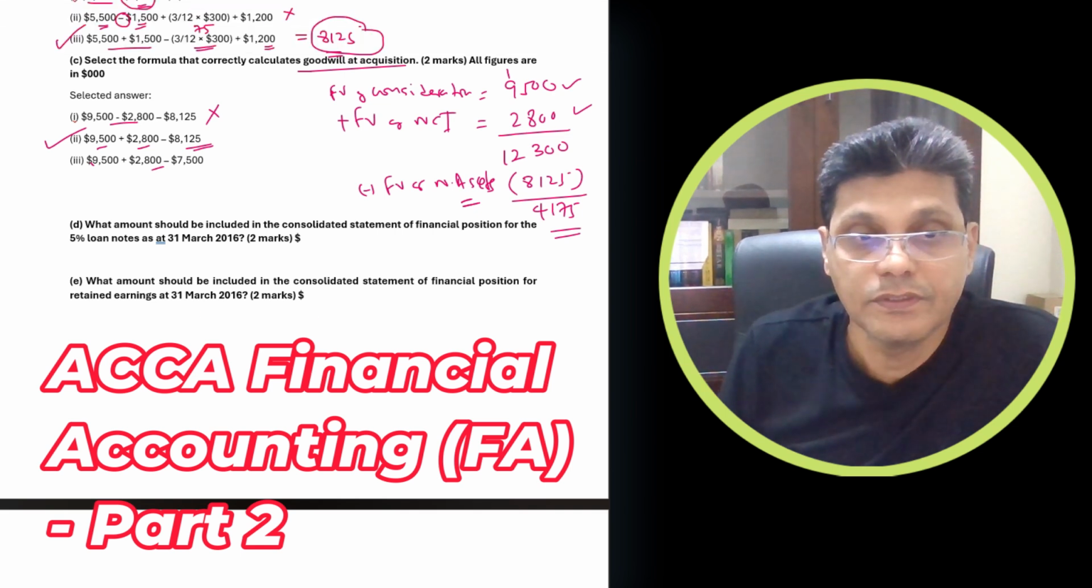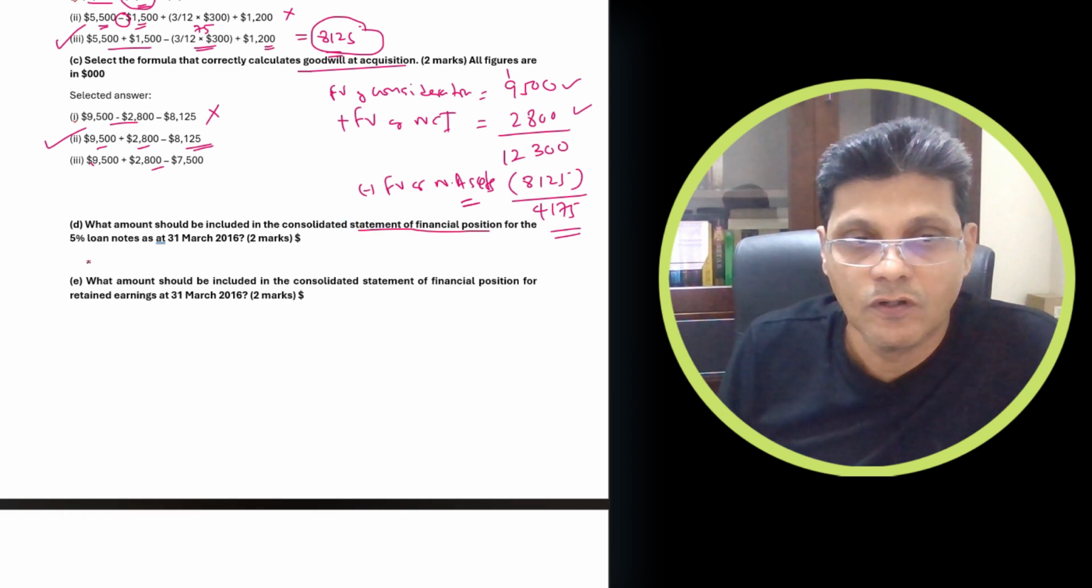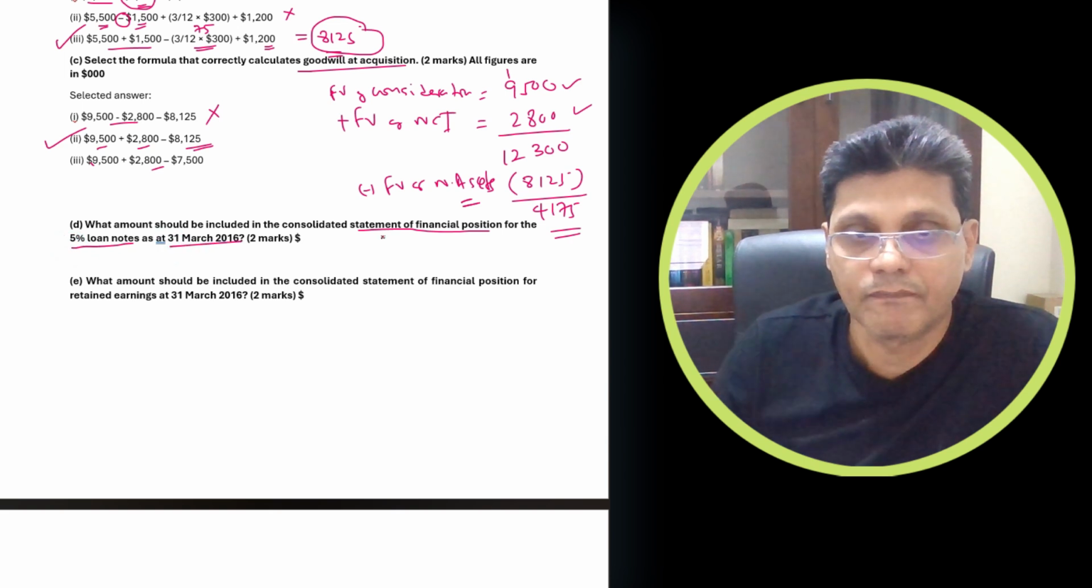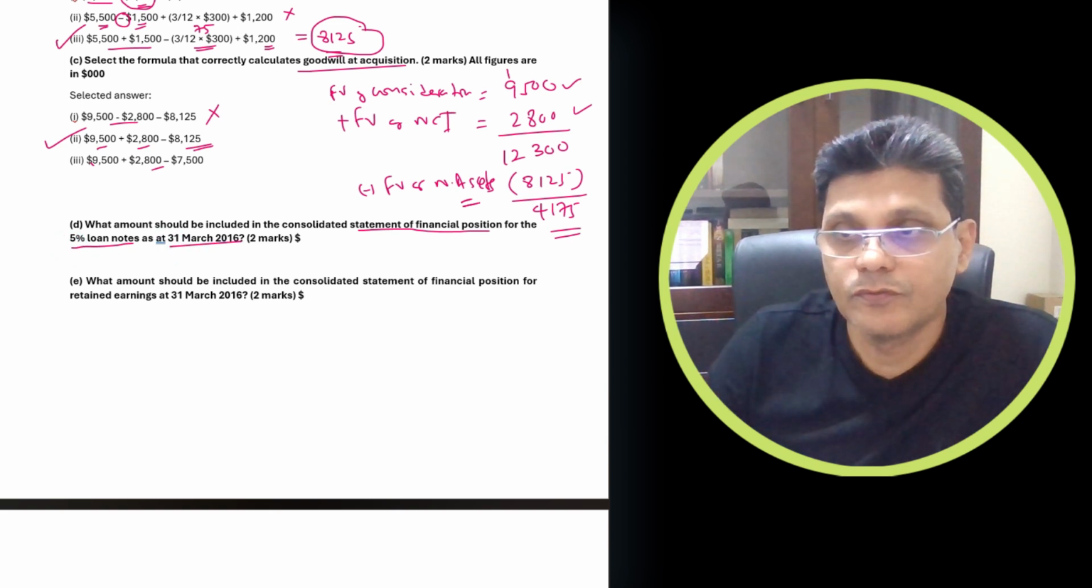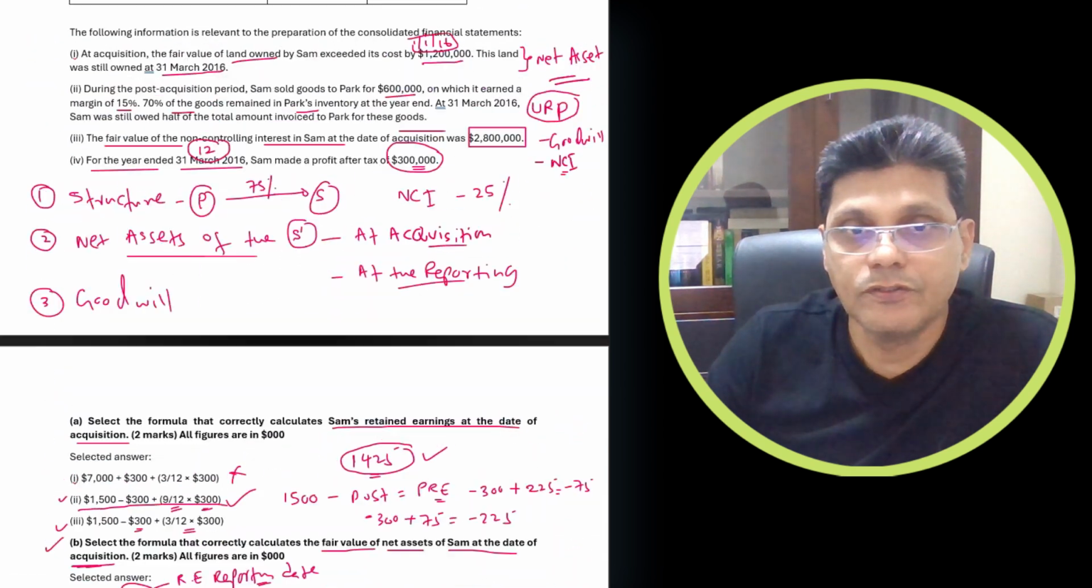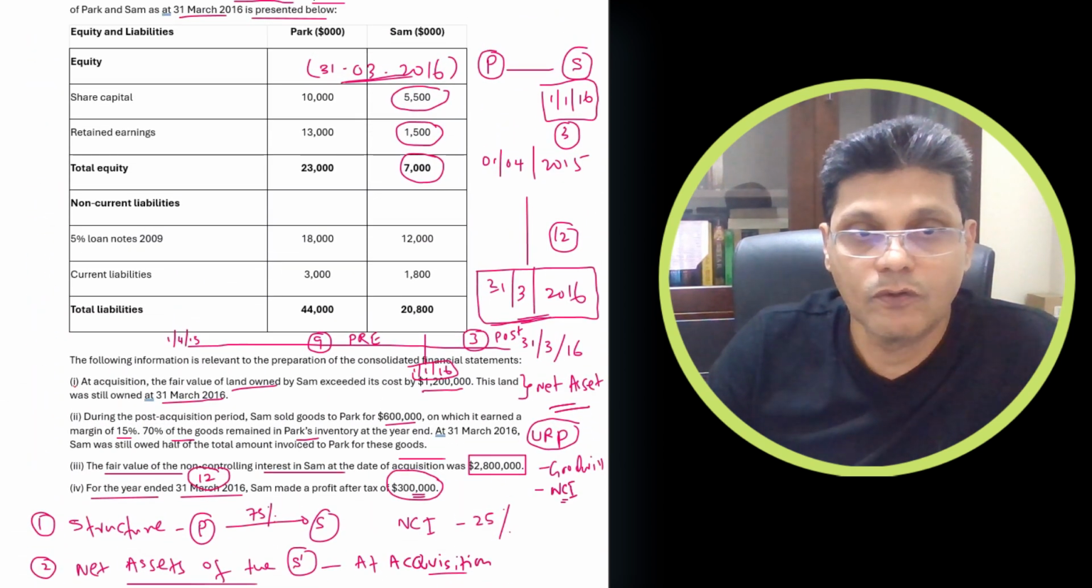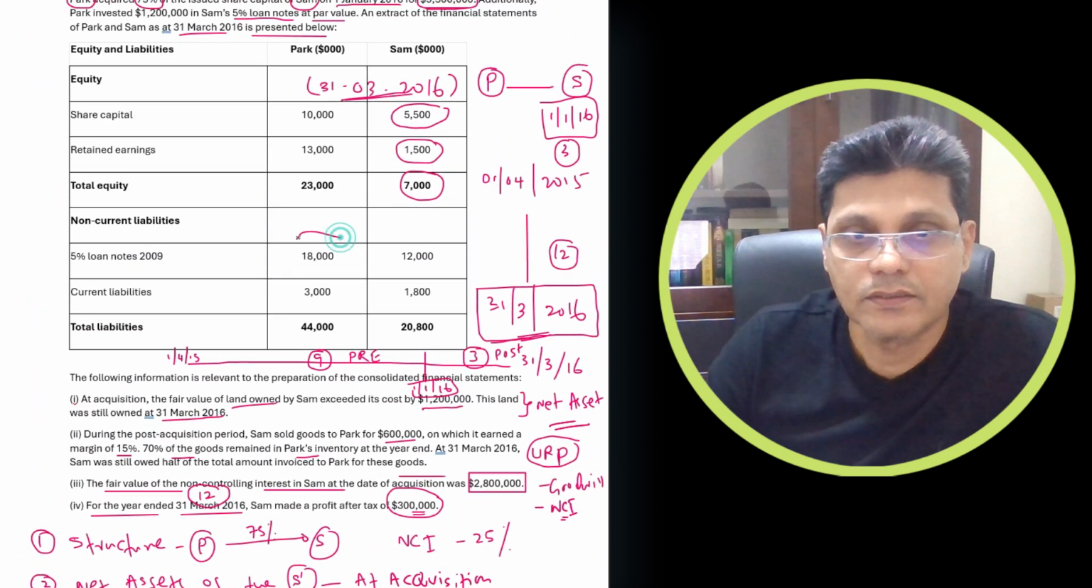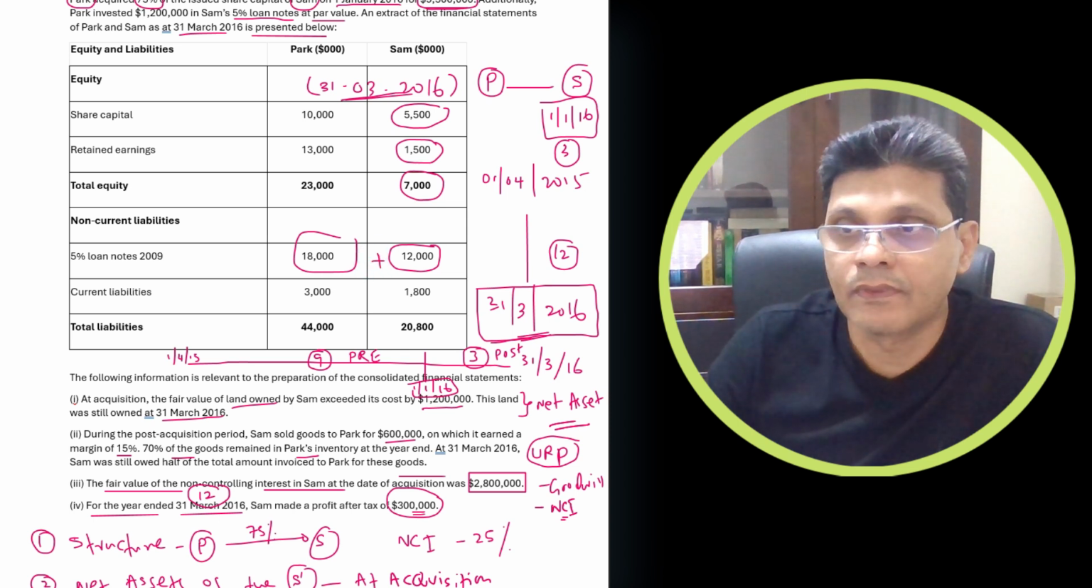Okay, now let's move on to the next question. What amount should be included in the consolidated statement of financial position for the 5% loan notes as at 31st March 2016? Now here, what we need to do is, you have 5% loan notes for Park as well as SAM. So when you do the line by line consolidation, you need to add these two numbers.